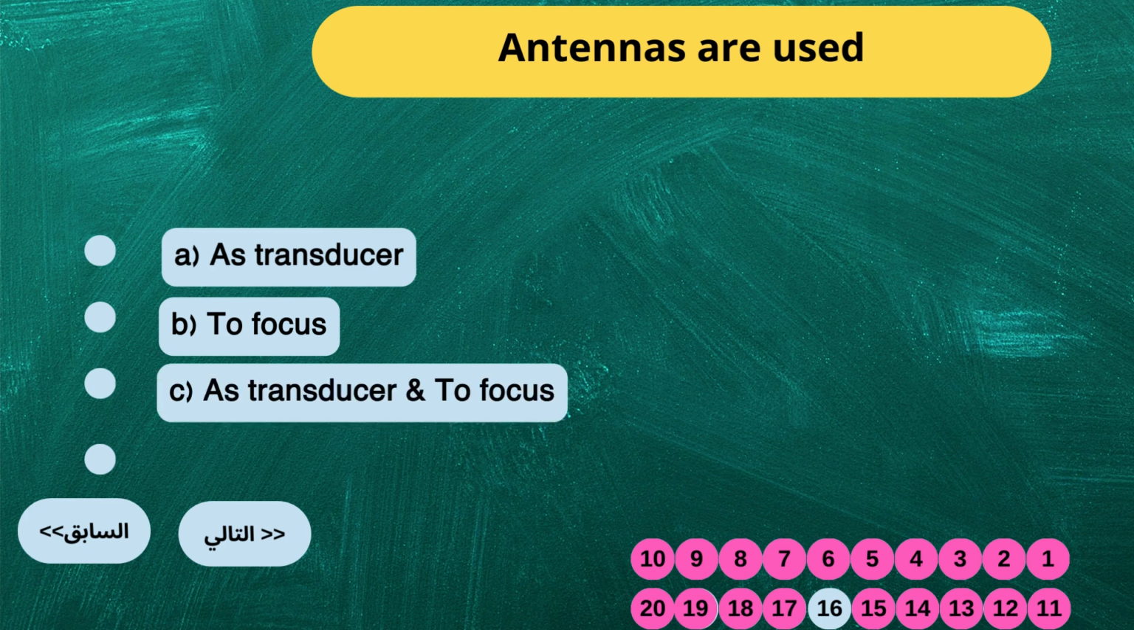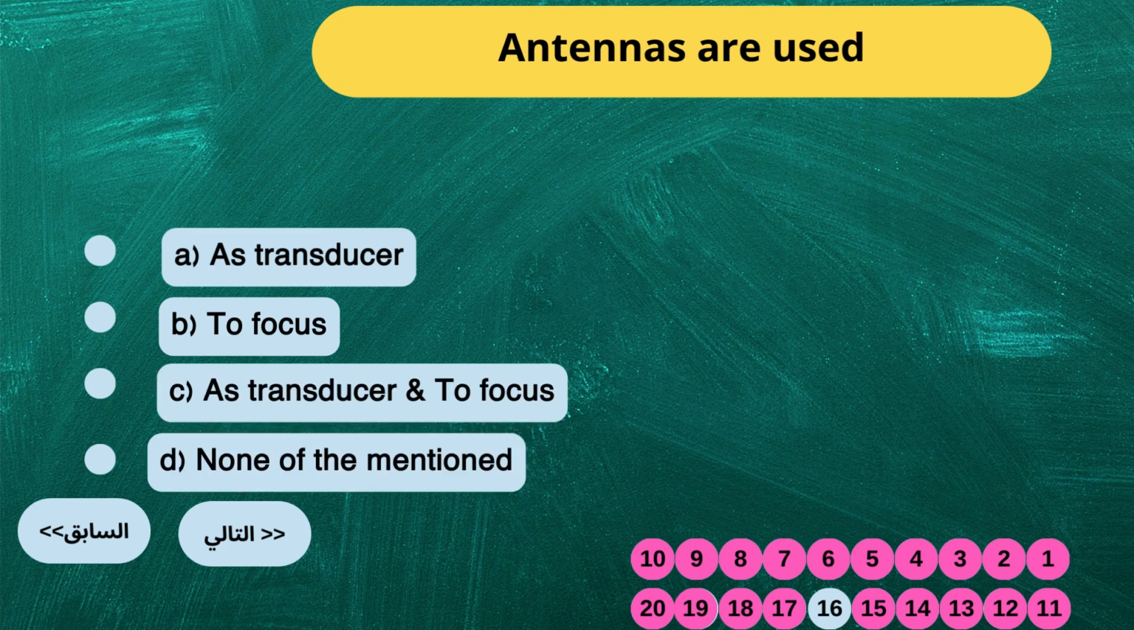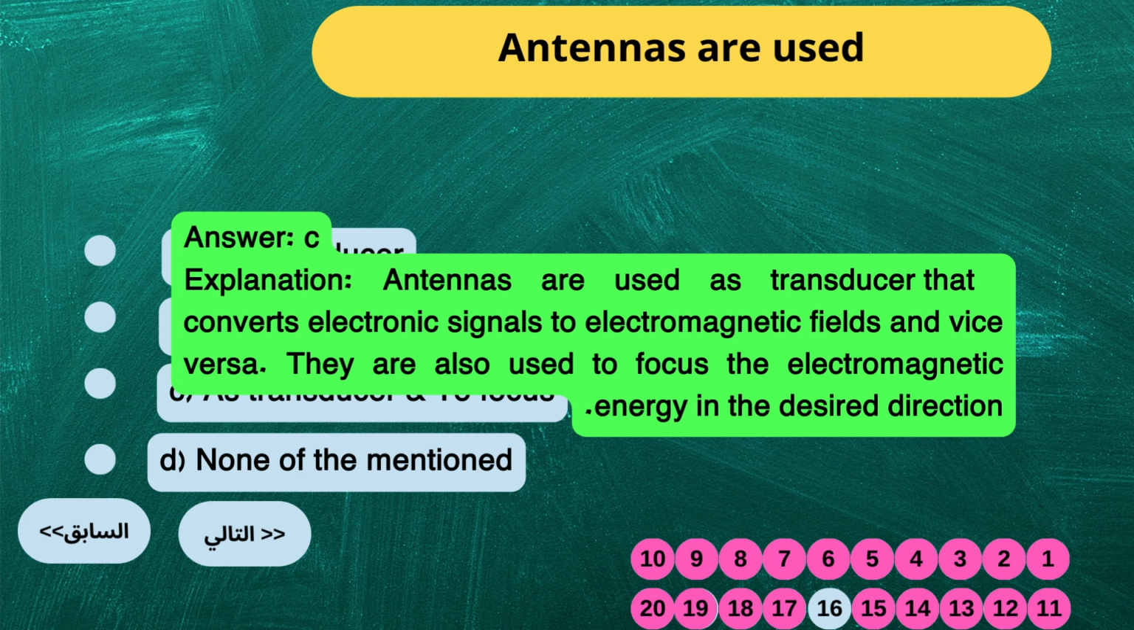Antennas are used A. as transducer, B. to focus, C. as transducer and to focus, D. None of the mentioned answer. Answer C. Explanation. Antennas are used as transducer that converts electronic signals to electromagnetic fields and vice versa. They are also used to focus the electromagnetic energy in the desired direction.